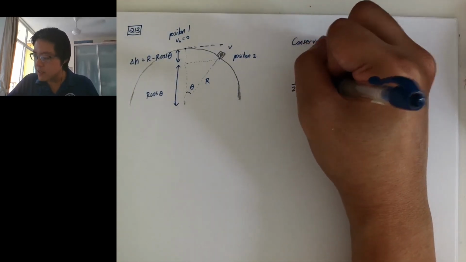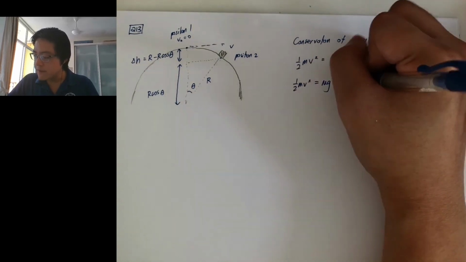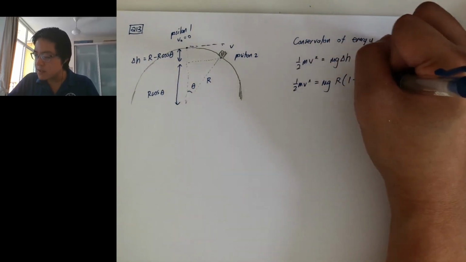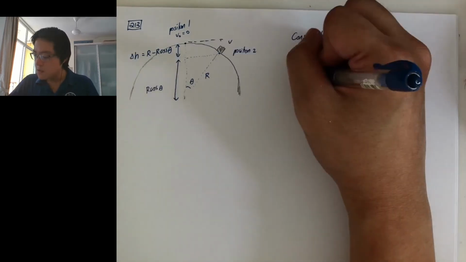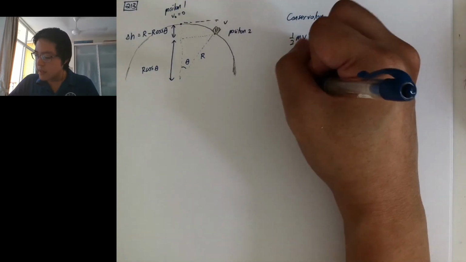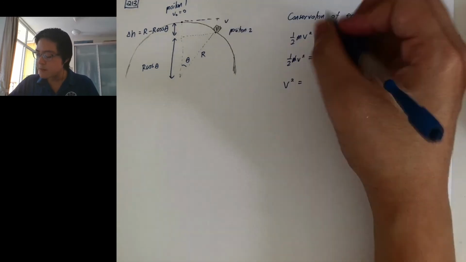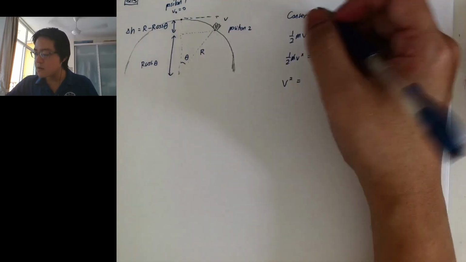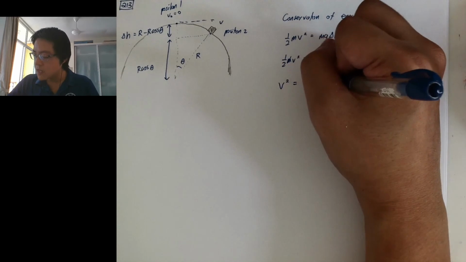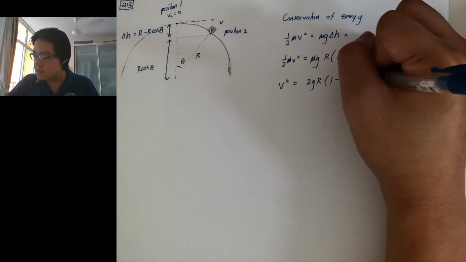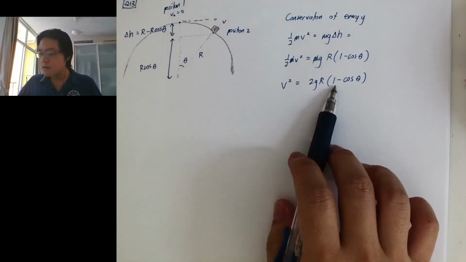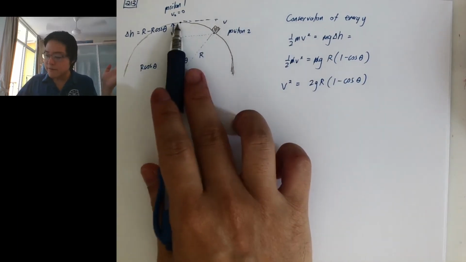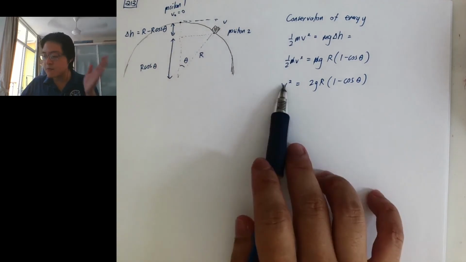So (1/2)mv² is equal to mg, I can factorize the r, and then (1 minus cos theta). The m will cancel, and I have a formula for the speed: v² equals 2gr times (1 minus cos theta). So when theta is 0, the speed is 0, and if the angle increases, the speed will increase.